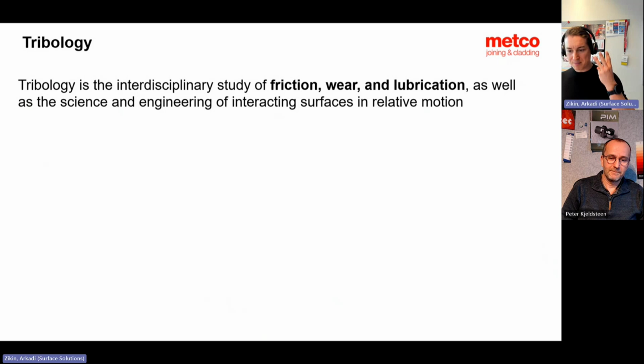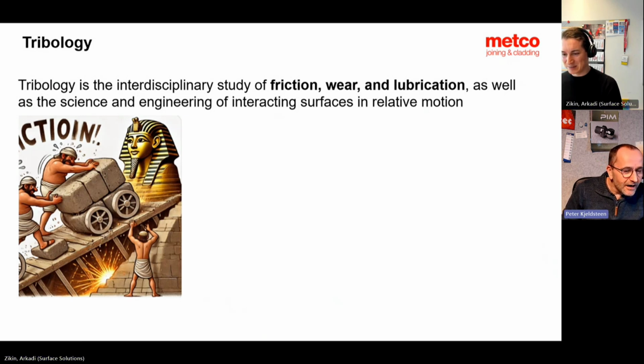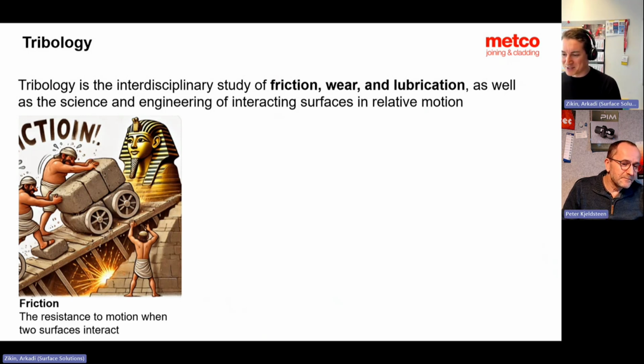But we have three main directions of tribology. One of them is friction. So tell me, what do you see on this picture? I mean, this is an AI-made picture, but it's the building of the pyramids, and they are pushing a stone. And they have wheels. Actually, I asked the artificial intelligence to make it without wheels. No, they didn't. But at the end of the day, it's a friction image, and the resistance to motion when two surfaces interact is nothing else than friction.